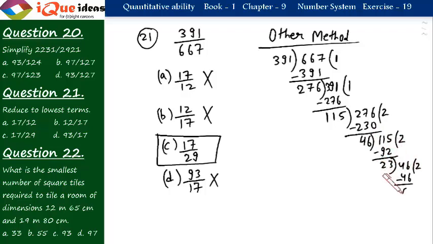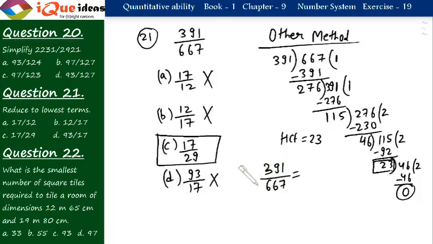Right? So the step in which the remainder comes out to be 0, in that step, whatever the divisor is, is the HCF. So the HCF is 23. That means when you have to simplify 391 upon 667, divide by 23 in both numerator and denominator.